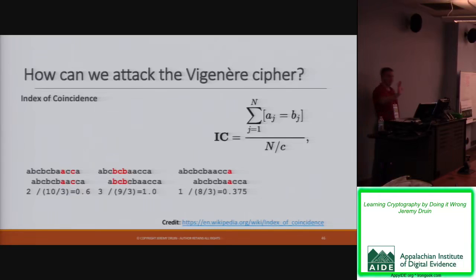Now, it's the exact same ciphertext. It's just shifted over 1 spot, 2 spots, and 3 spots. So in the first instance, the 2 doubles, we had a 0.6. The middle is 1.0, and the end is 0.375. So if you had to guess, what would you assume the length of the key was in this particular case? And this is all you know.